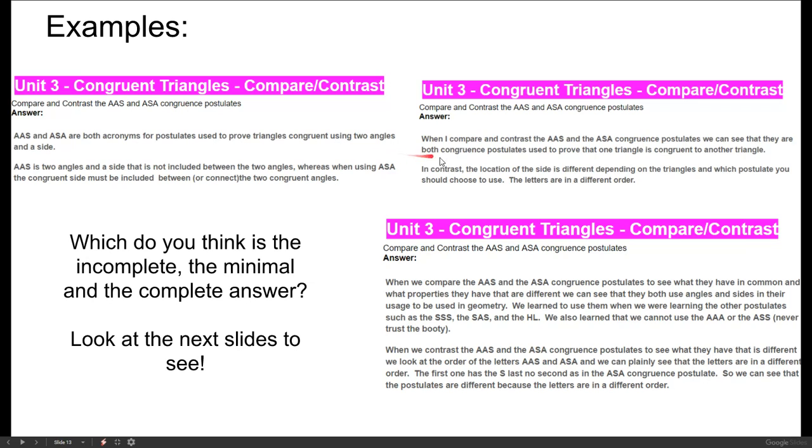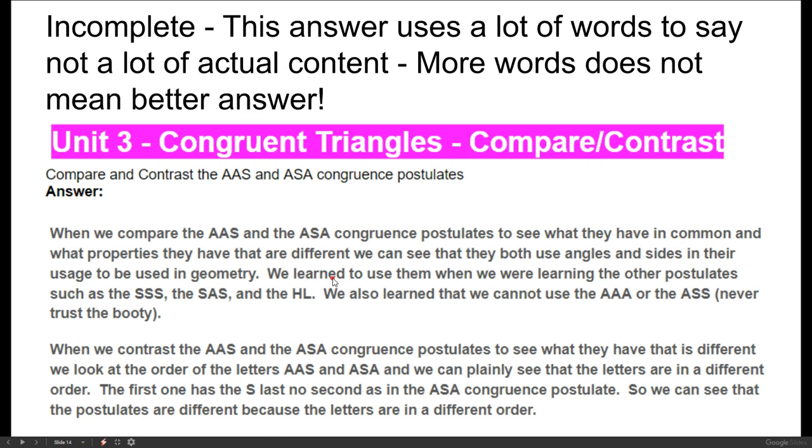And then one of these two, these are about the same. Which one of these would be minimal and which one of these would be incomplete? Okay, so let's look. The next one's going to be my incomplete answer. And notice this is my longest one. This one is a long paragraph that says pretty much nothing. Listen to it out loud.